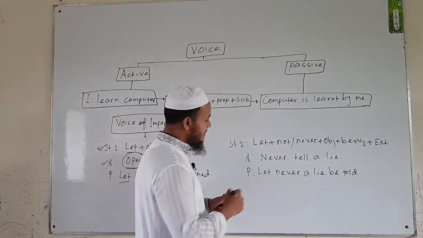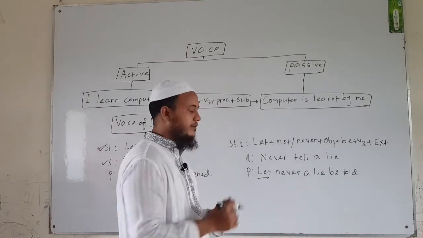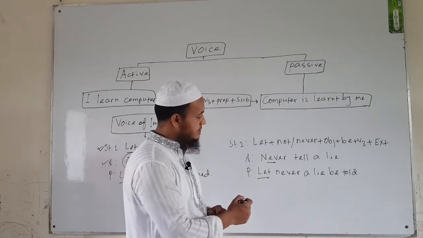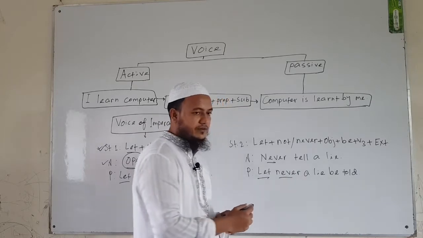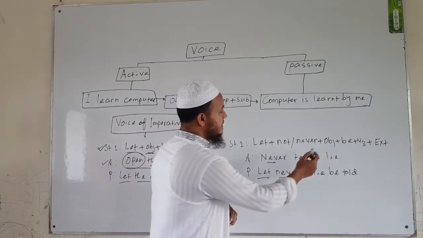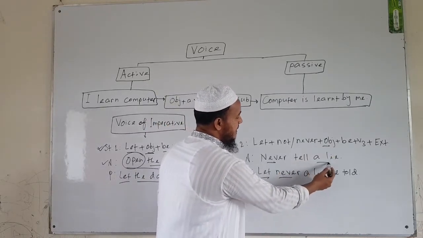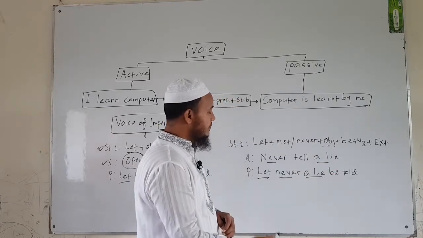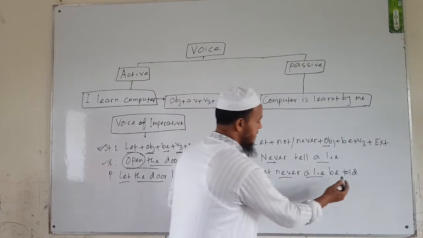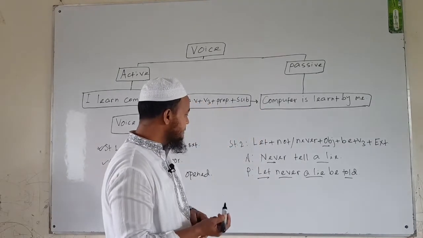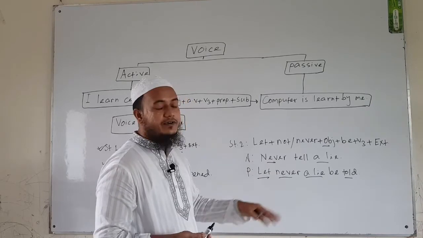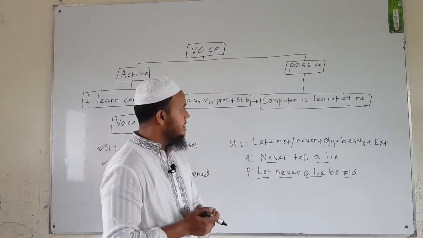So at first you will have to use let, like the affirmative sentence, and then here we can see never, so after let you will have to use never, okay. Let, never, and then the object according to the structure. What is the object here? A lie, and then be, and what is the V3 of tell? It is told, okay. So the full sentence, never tell a lie, in passive will be: let never a lie be told. Hope you understand it.